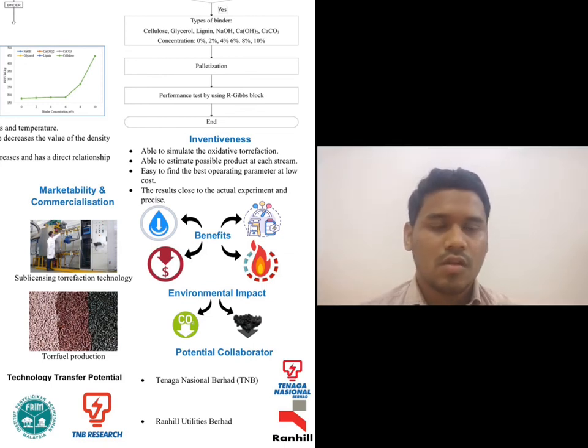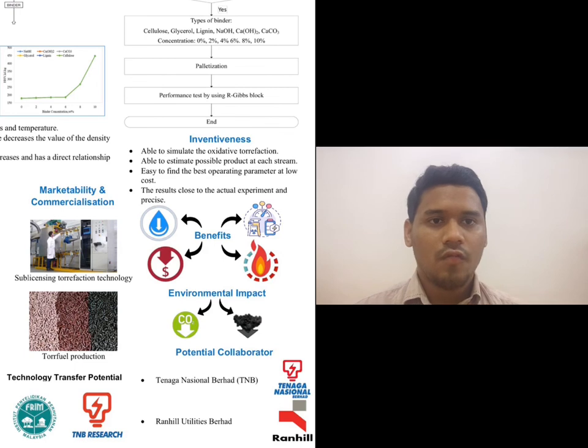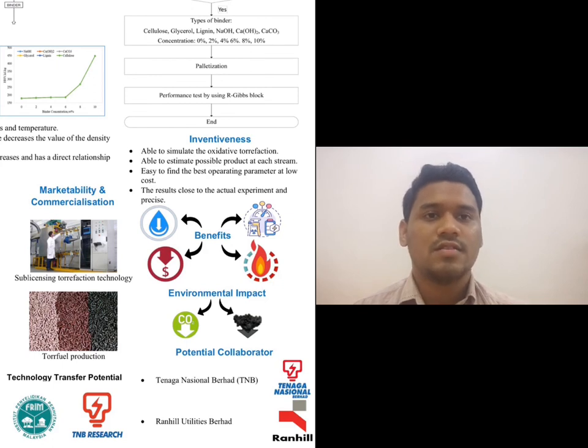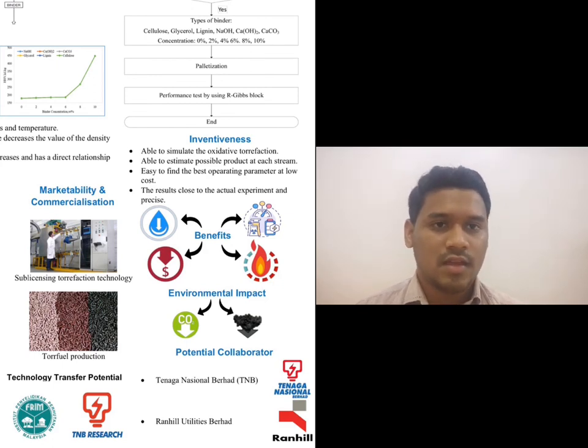For the potential collaborators, we found two companies that we can collaborate with for this study. First is Tenaga Nasional Berhad (TNB), and the second is Runhill Utilities Berhad. For the technology transfer potential, we also found two companies in Malaysia to use our technology. First is the Forest Research Institute Malaysia (FRIM), and the second is Tenaga Nasional Berhad Research (TNB Research).